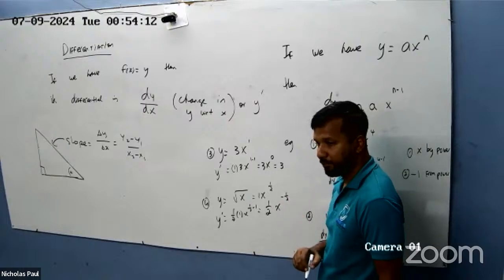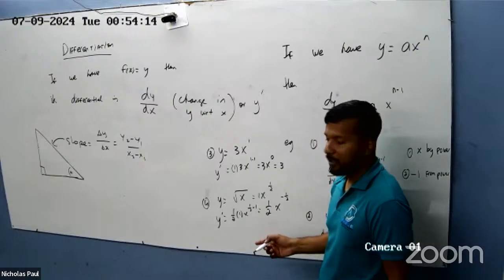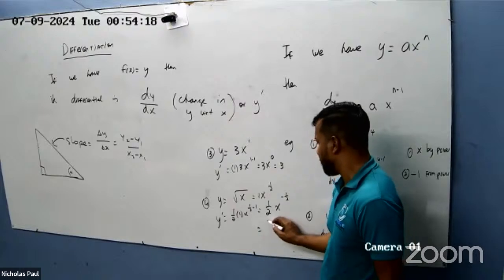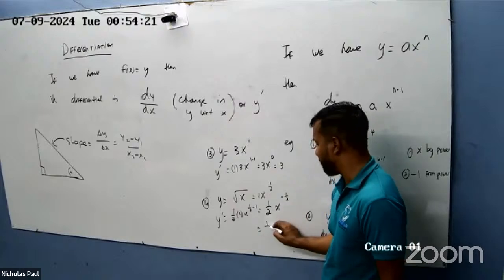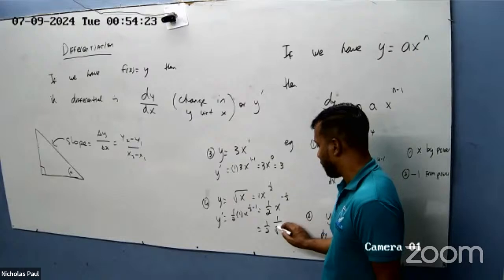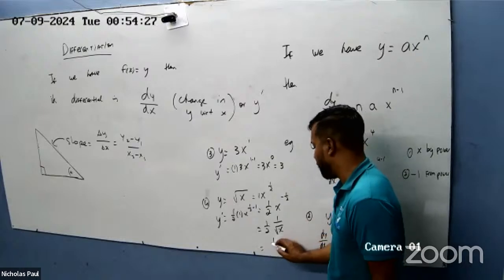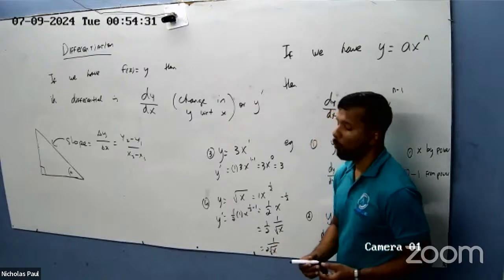That's okay? But you can't leave it like that. You've got to put it back like this. So what does minus a half mean? 1 over. Right? Then you multiply it here, right? So you'll get 1 over 2 root x. 1 on 2 root x.